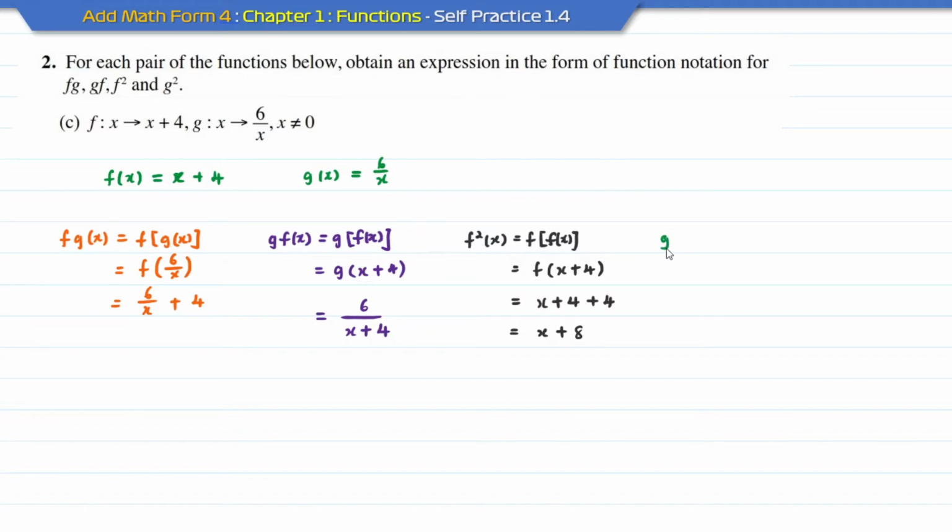And for the composite function of g squared, which means we're going to insert the function g into the function g again. So function g is 6 over x. So we're going to insert this 6 over x into the x in our function g, which will become 6 over 6 over x here. This is 6 divided by 6 over x. So this means 6 times x over 6. Then I cancel the 6. Then finally I will have the answer of x.